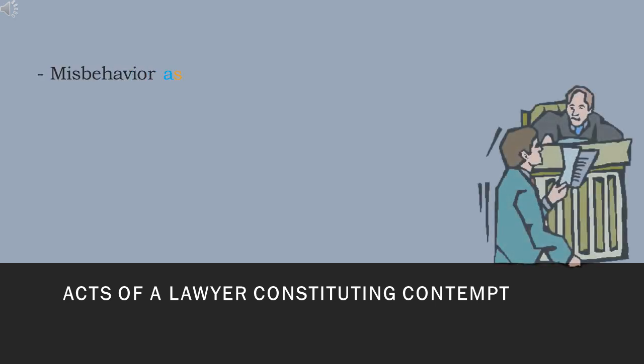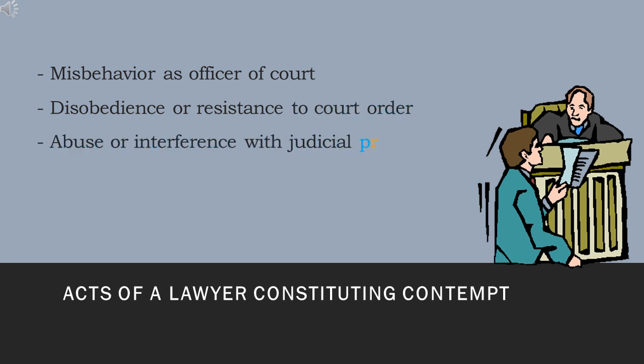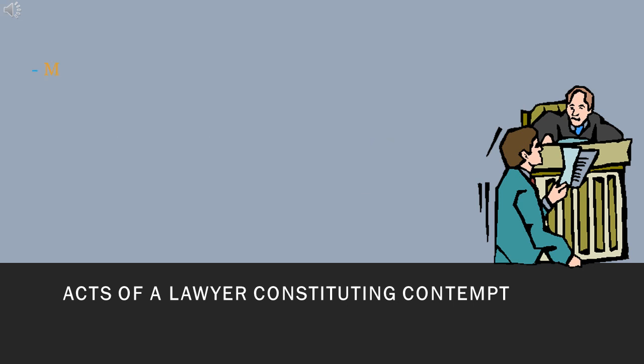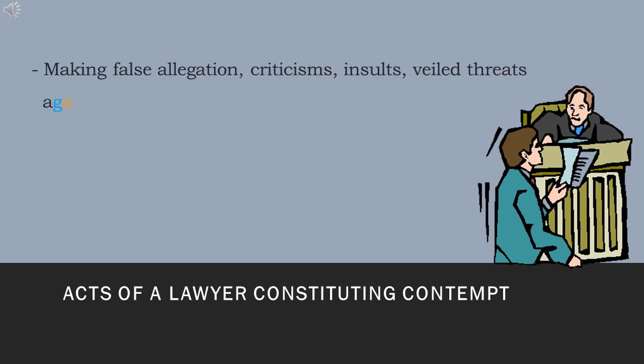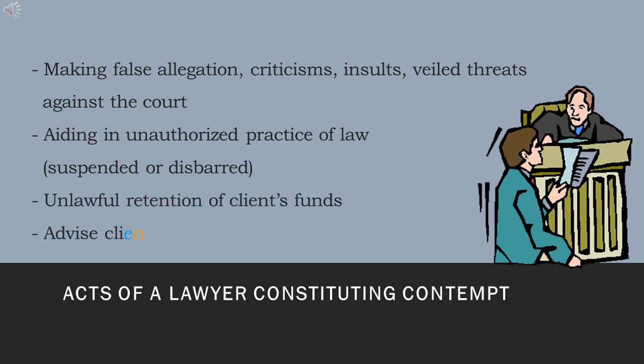Acts of a lawyer constituting contempt. Misbehavior as officer of court. Disobedience or resistance to court order. Abuse or interference with judicial proceedings. Obstruction in administration of justice. Misleading courts, making false allegations, criticisms, insults, veiled threats against the court. Aiding in unauthorized practice of law, whether suspended or disbarred. Unlawful retention of client's funds. Advising a client to commit contemptuous acts.